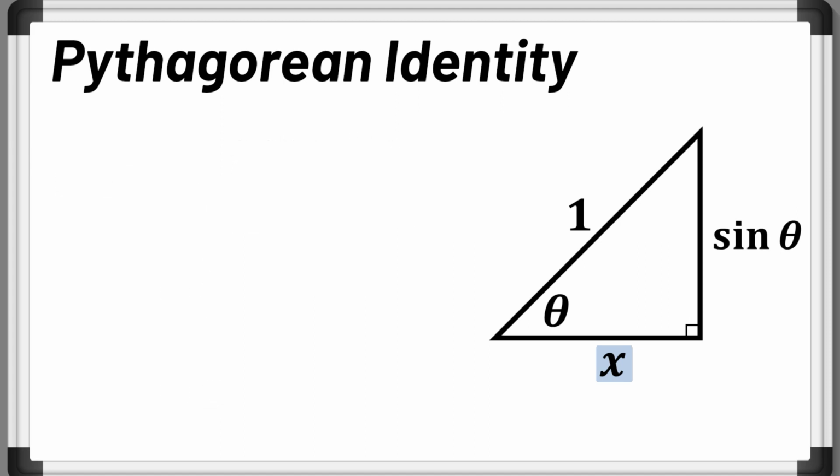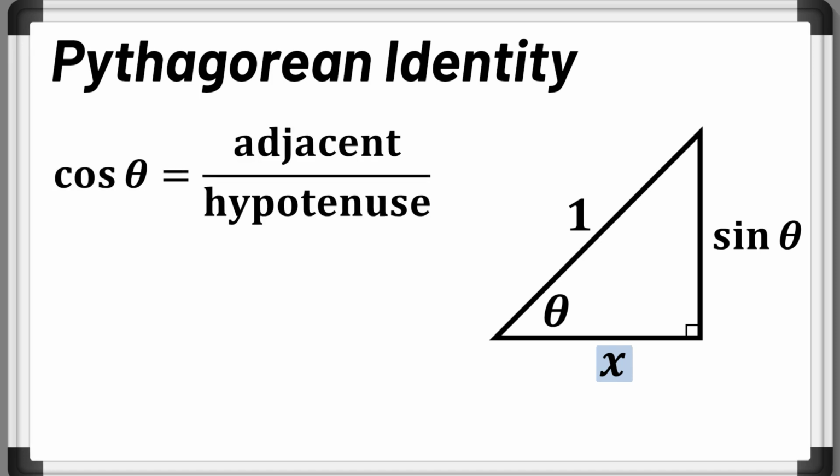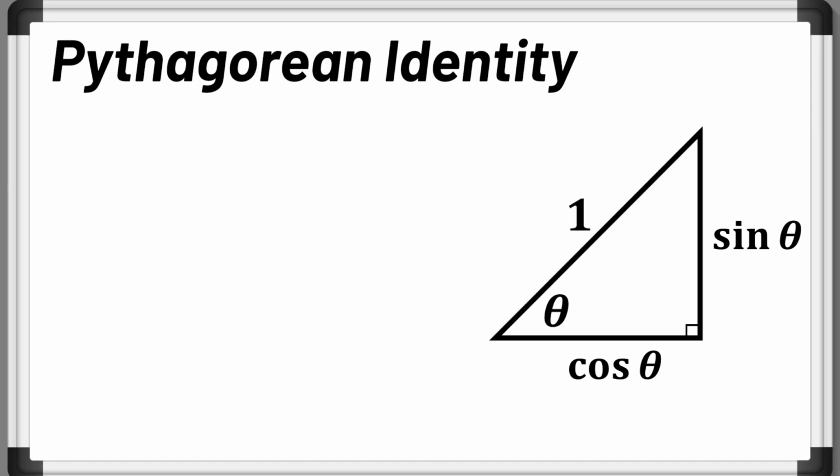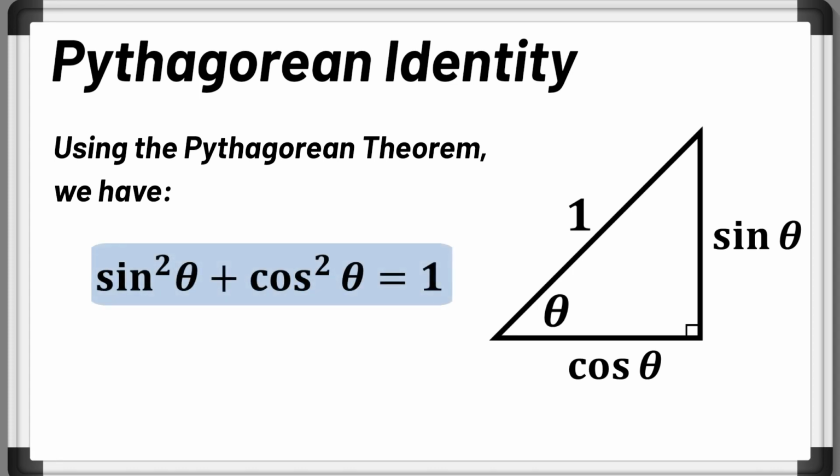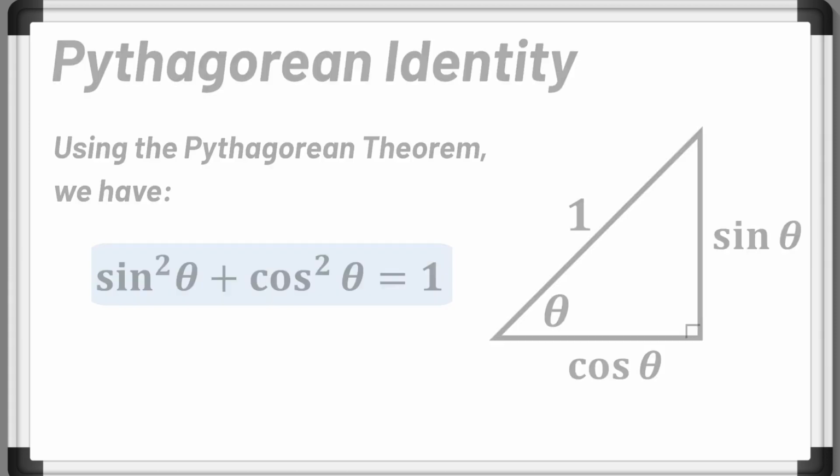We're going to do the same with x. We know that cos theta equals adjacent over hypotenuse, which in this case we have x over 1, which is x. So we're going to replace x with cos theta. Now from here, we can see that using the Pythagorean theorem, a squared plus b squared equals c squared, we get sine squared theta plus cos squared theta equals 1. And this is where the Pythagorean identity comes from.